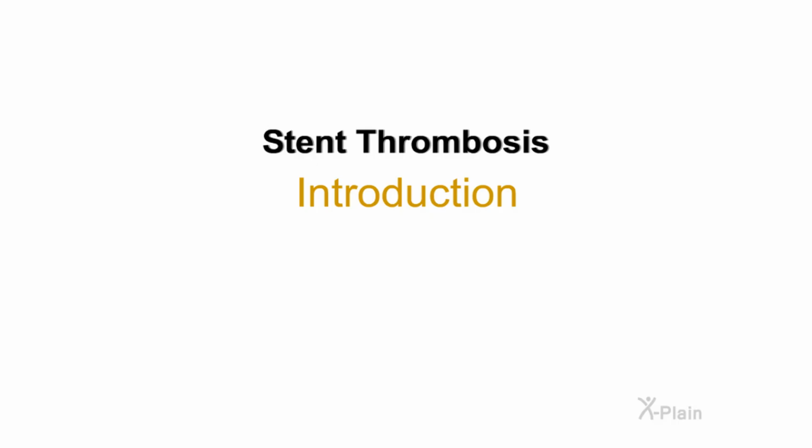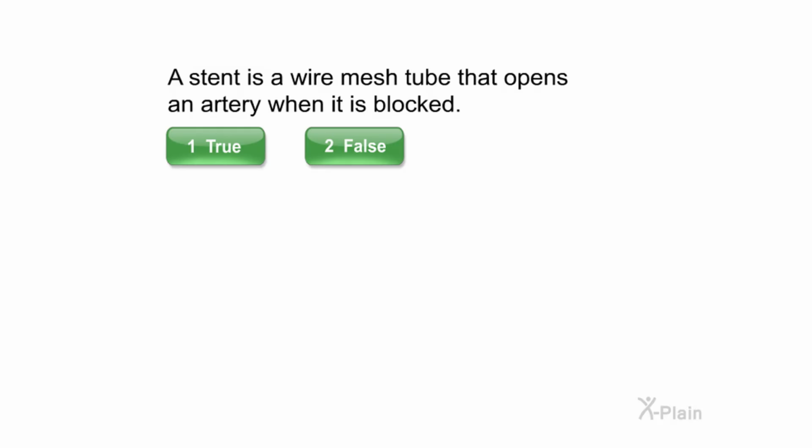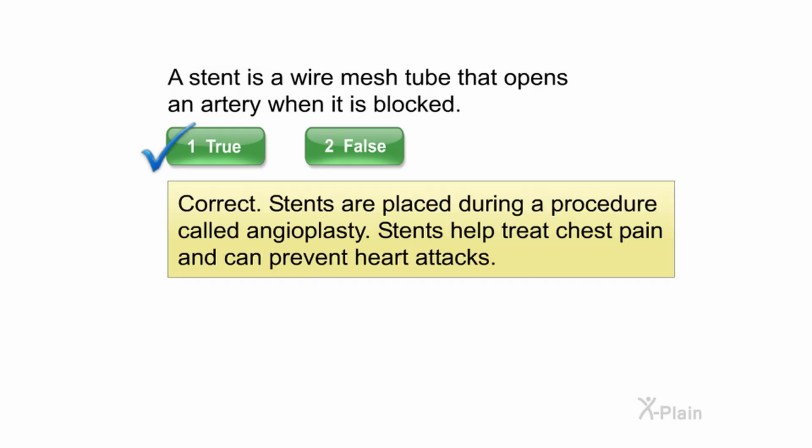Stent thrombosis. Introduction. A stent is a wire mesh tube that opens an artery when it is blocked. Select true or false. Correct. Stents are placed during a procedure called angioplasty. Stents help treat chest pain and can prevent heart attacks.